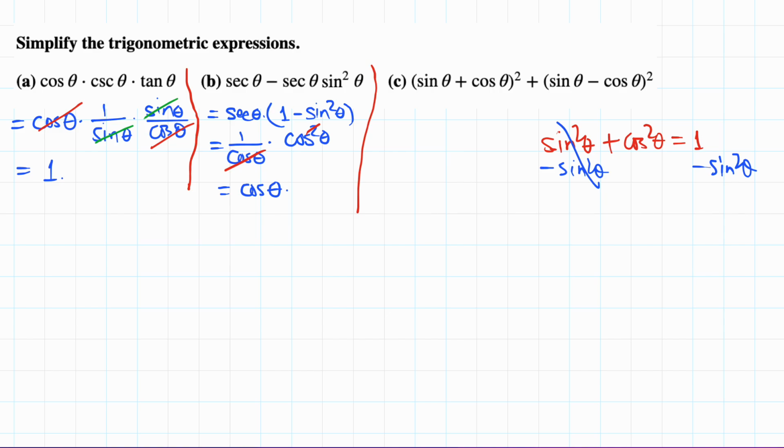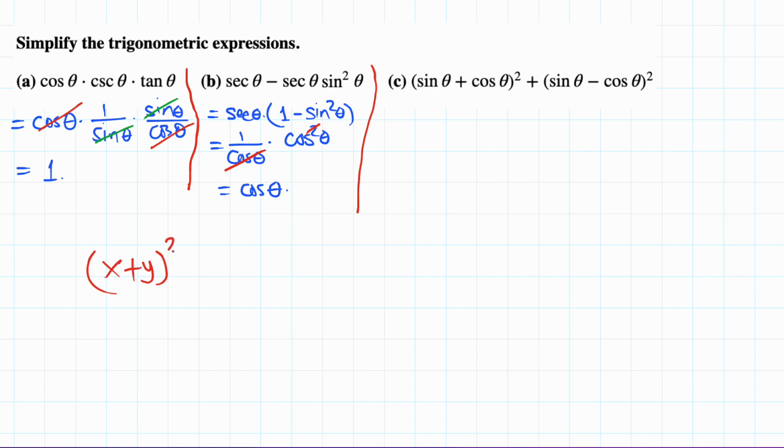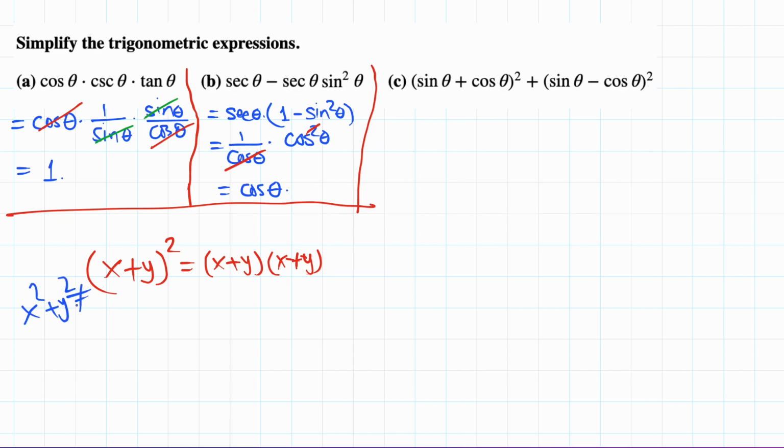Okay, let's do part C. We have something quantity squared plus something quantity squared. So we need to get rid of the quantity squared. We know that when we have x plus y quantity squared, that is essentially x plus y multiplied by itself. This is not simply x squared plus y squared. That's not true. It's x plus y times x plus y. Now we multiply, just the FOIL.